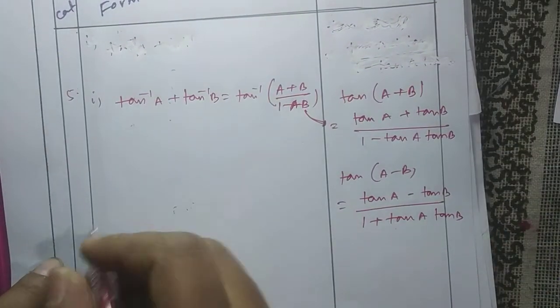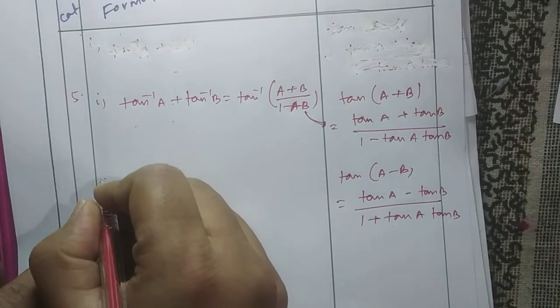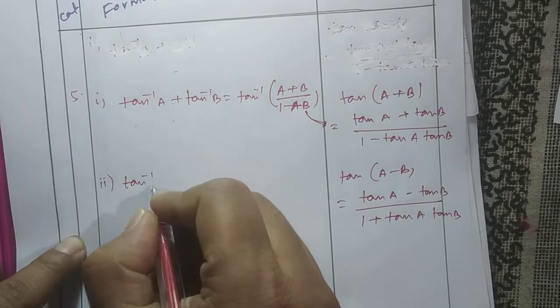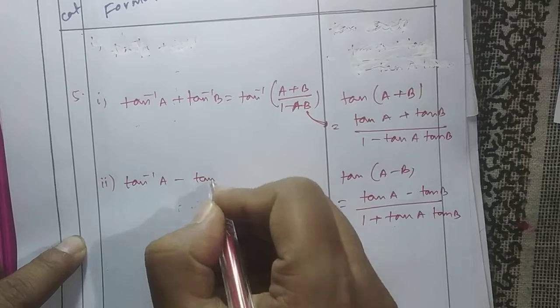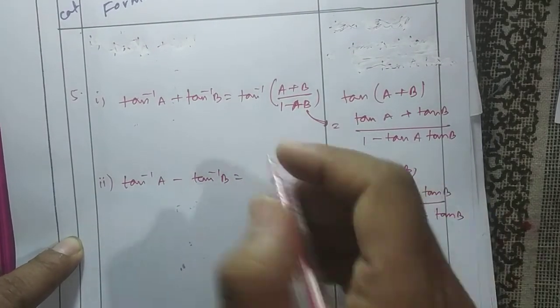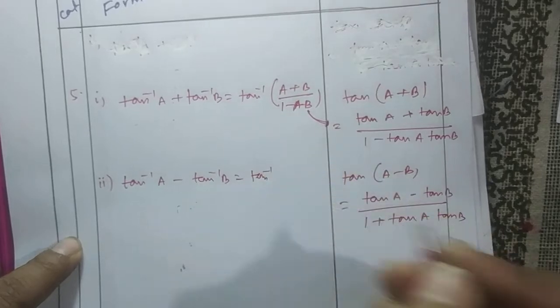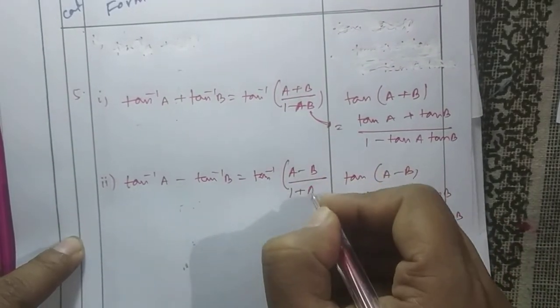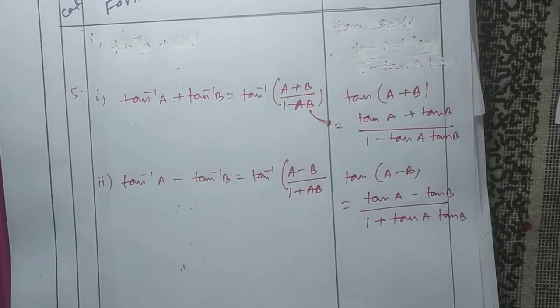Okay. Now let us come to the second formula to invent. The second formula will be tan inverse A minus tan inverse B. It will be like that: tan inverse (A minus B) by (1 plus AB). Understood?